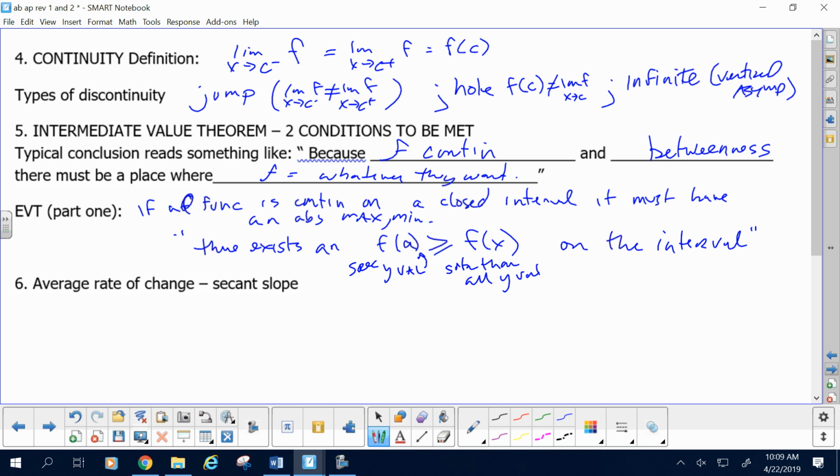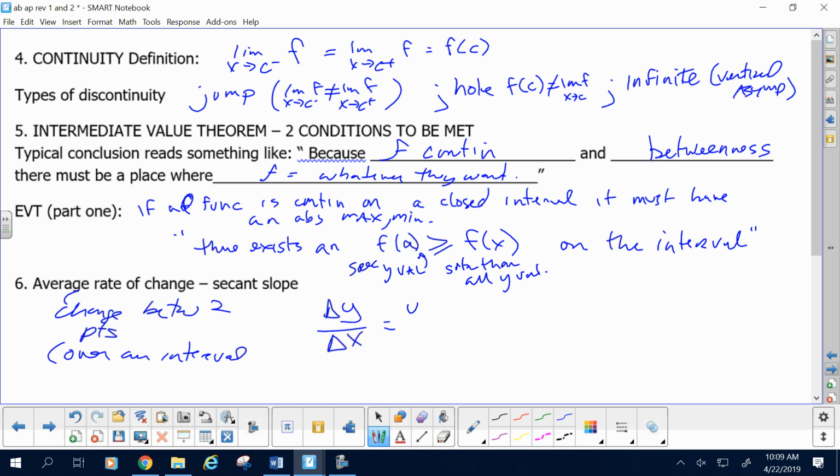Okay. And last but not least, average rate of change, especially as a lead into tomorrow, which is instantaneous rate of change and derivatives. Average rate of change is change between two points or over an interval. Think delta y over delta x, or y2 minus y1. That's slope between two points, all the way back from algebra 1. That's secant slope.